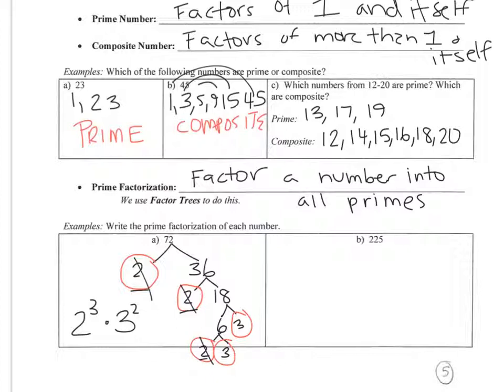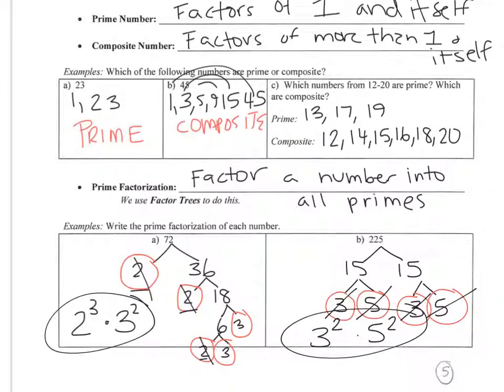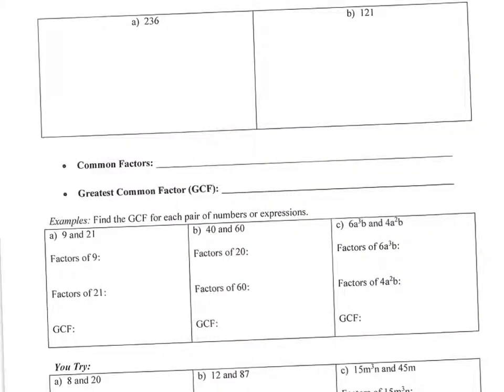That's the prime factorization. So then I do 225. I can't divide it by 2. I can divide it by 15. So 15 is 3 times 5. So I circle my primes. And 15 is 3 times 5 over here. So then I write the least number first, which is 3, and there's 2 of them. And then 5, and there's 2 of them. So it's 3 squared times 5 squared.